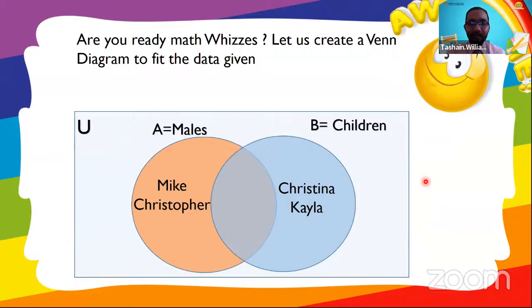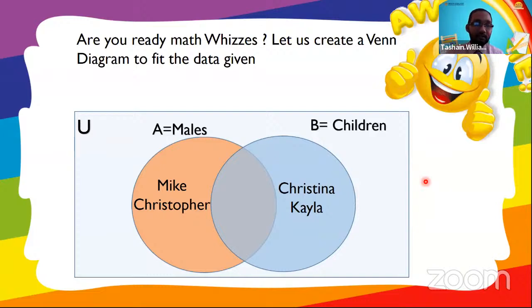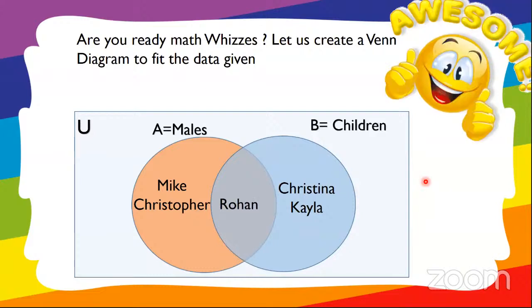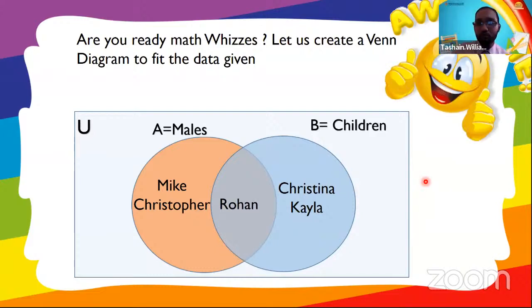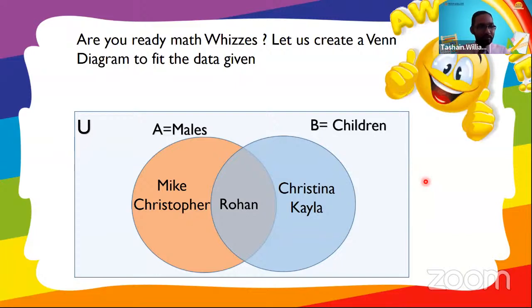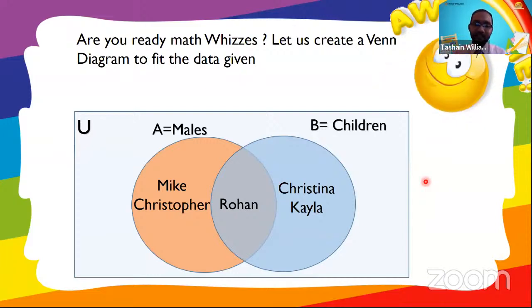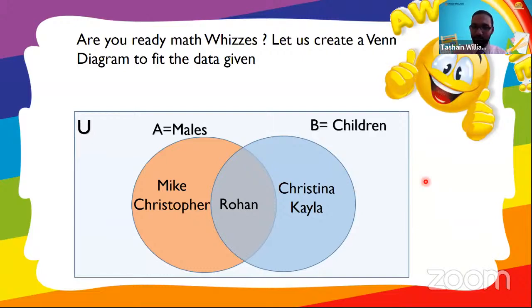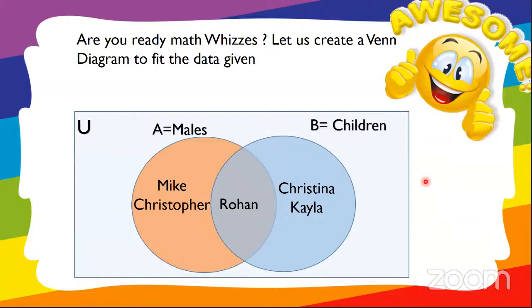Now, the overlap means that Rohan is common to both. You remember that word, common? Yes, it's common to both sets. So we could not put Rohan in this Venn diagram twice, because it's not two different Rohans. It's just one Rohan. And if we have him twice, our diagram would represent members incorrectly. Would you agree? Yes, sir.